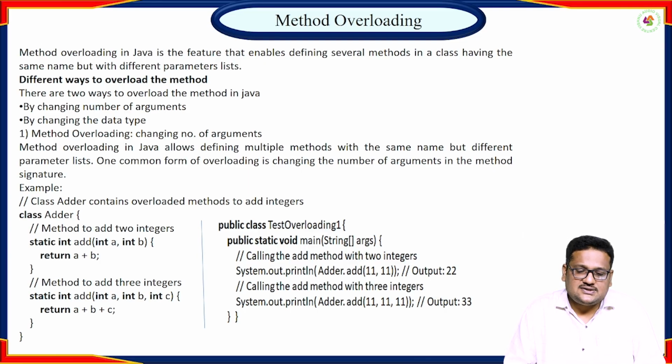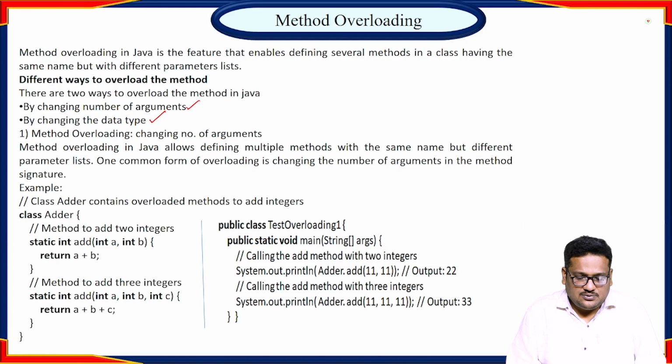There are different ways to overload a method. The first way is by changing the number of arguments. The second way is by changing the data type. You can see the first way now. Method overloading in Java allows defining multiple methods with the same name but different parameter lists. One common form of overloading is changing the number of arguments in the method signature.